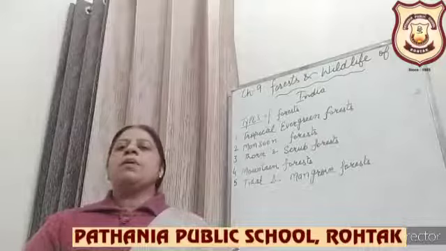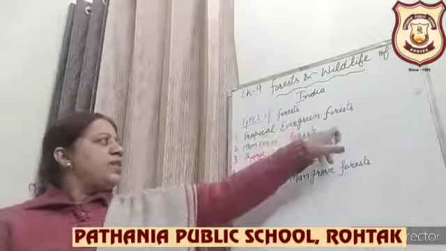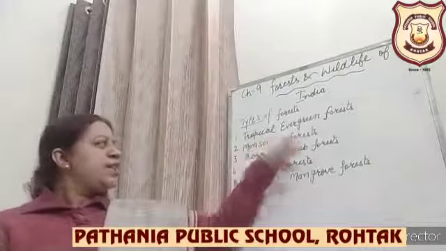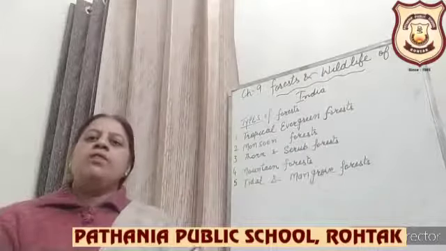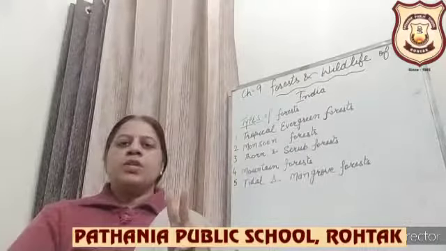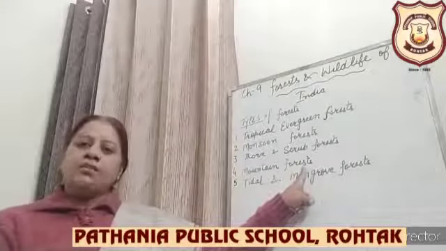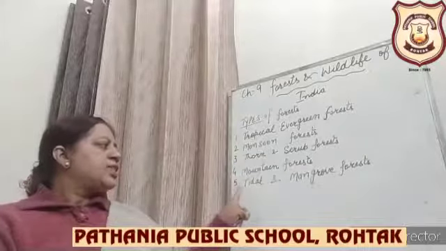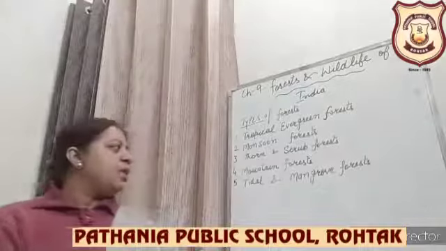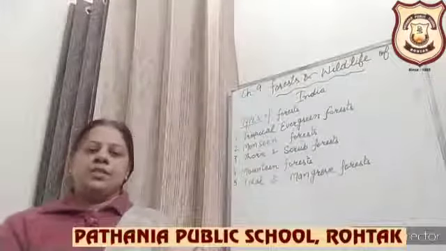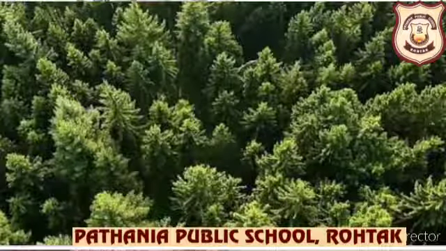And I told you about 3 types of forest. Number 1, tropical evergreen forest. Number 2, monsoon forest. Number 3, thorn and scrub forest. And today we'll discuss the remaining 2 types of forest. Number 1, mountain forest, or you can say coniferous forest, and tidal or mangrove forest. So at first we'll discuss mountain forest, or you can say coniferous forest.